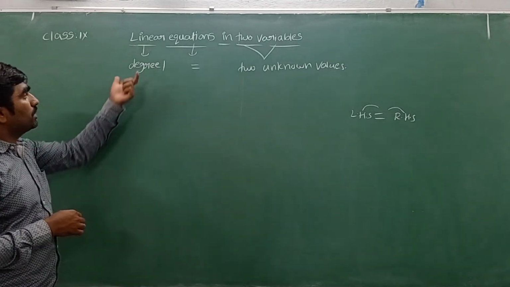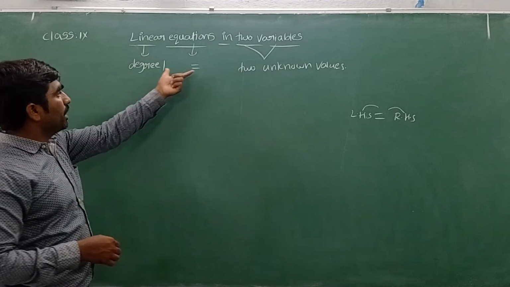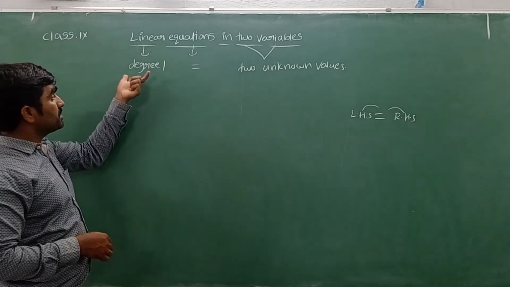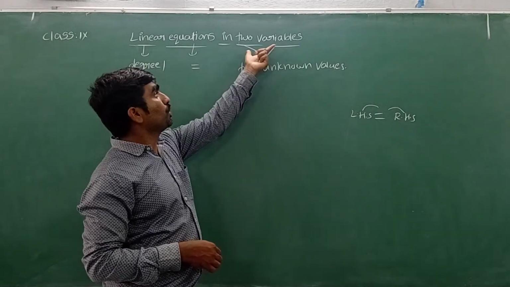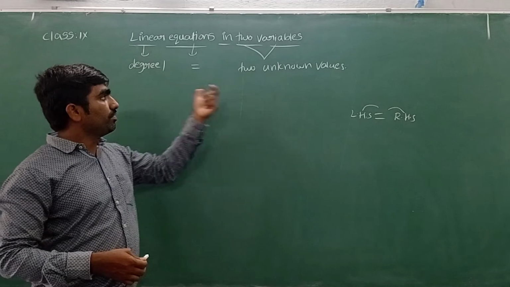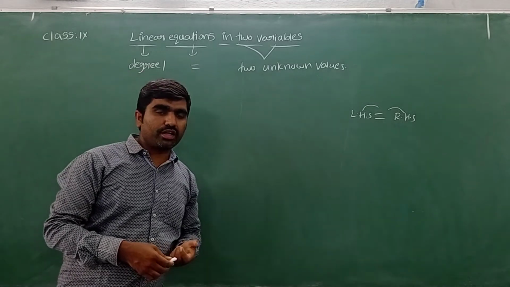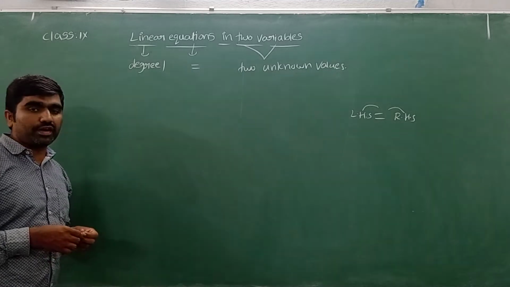Now let's see all together. Linear equation in two variables means what? An equation which has degree 1 with two unknown values, I mean two variables, is called a linear equation in two variables. That is the meaning of our title name.